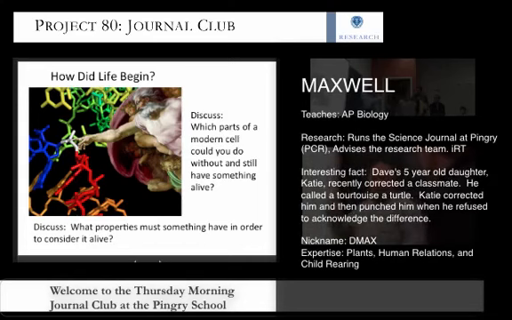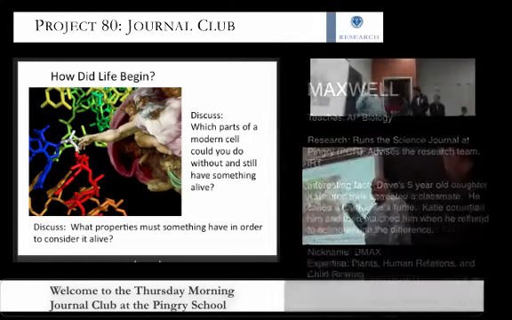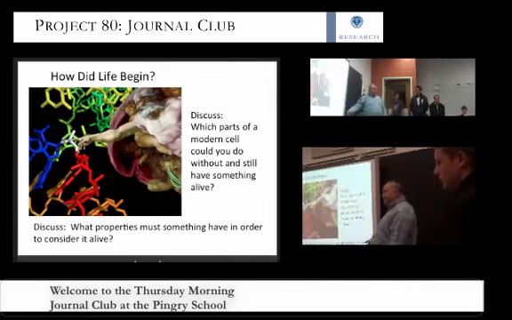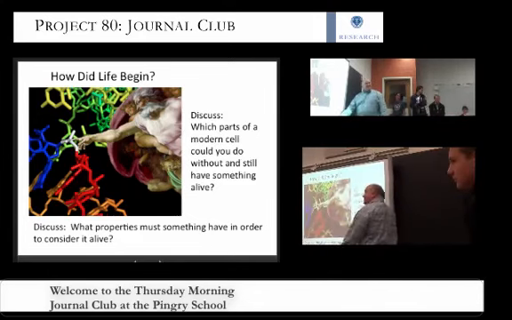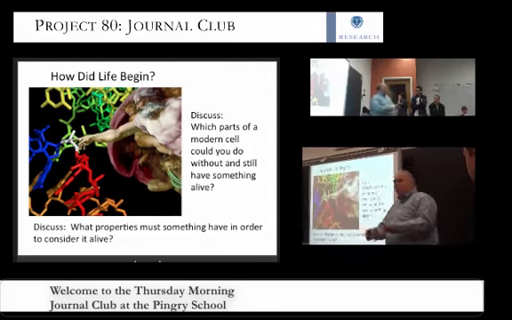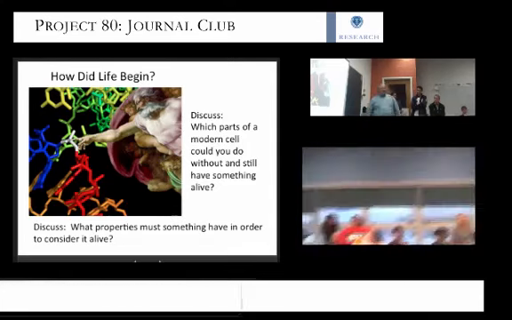There really are two ways of approaching this question, and one of them is take a modern cell and say, what parts can we get rid of and still have something that's alive? And the other way to look at it is to start from the bottom up and say, what do you need to put together in order to have something alive?